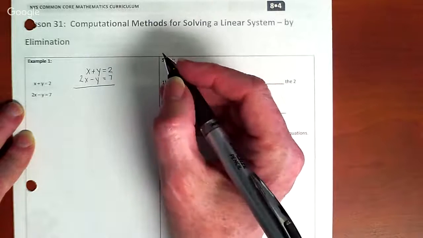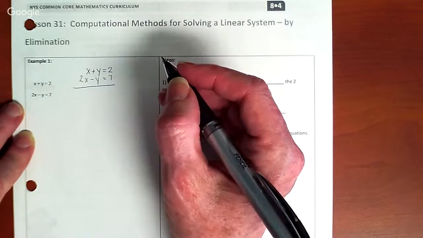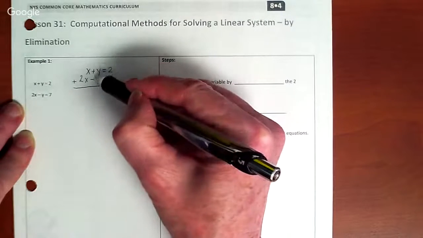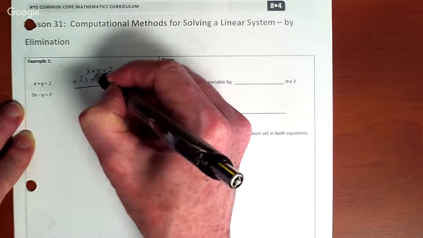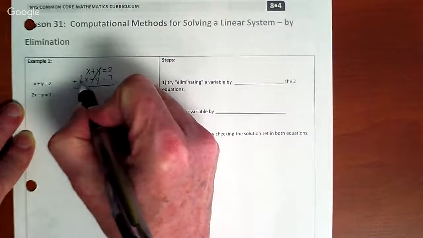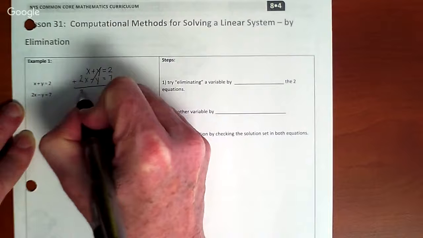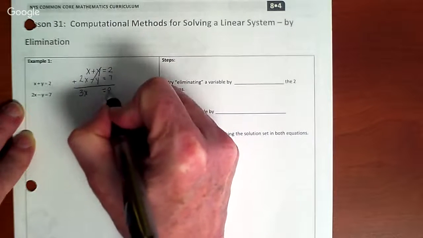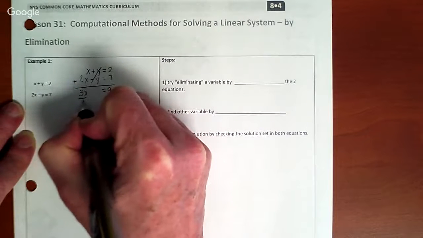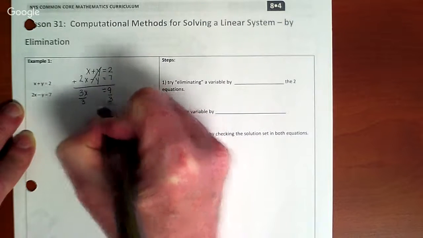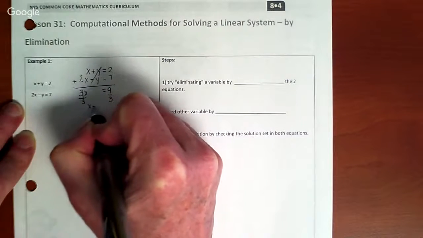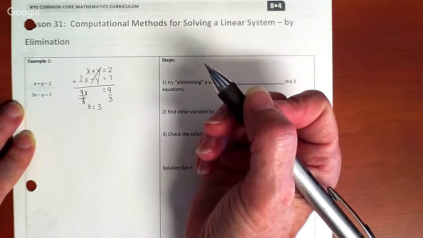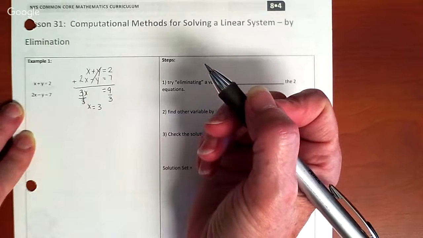What I'm going to do is add these two. Notice that these are complete opposites, so I can eliminate these and continue to add. 2x plus x is 3x, equals 2 plus 7, which is 9. Then divide both sides by 3. Therefore, x equals 3.